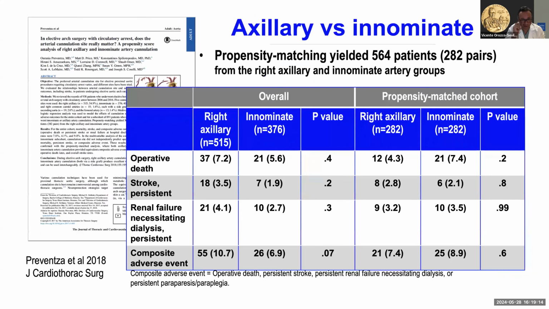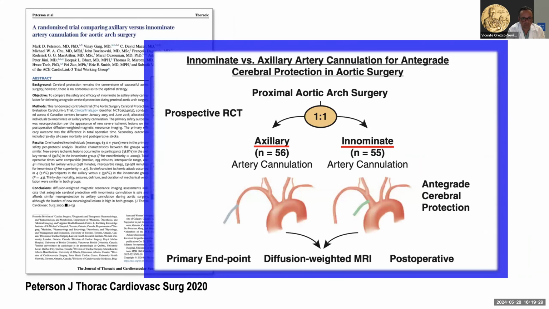What about which is better? I think there is no difference. This is part of Dr. Provenza and Dr. Coselli's past work on whether there is any difference between axillary and innominate cannulation. The reality is there is no difference between the two techniques, but this is new: a randomized trial comparing the axillary versus the innominate artery for cerebral protection in aortic surgery from the Canadian group. It's very hard to do a prospective randomized controlled trial, but they had a few patients, 56 for the axillary cannulation and 55 for the innominate.